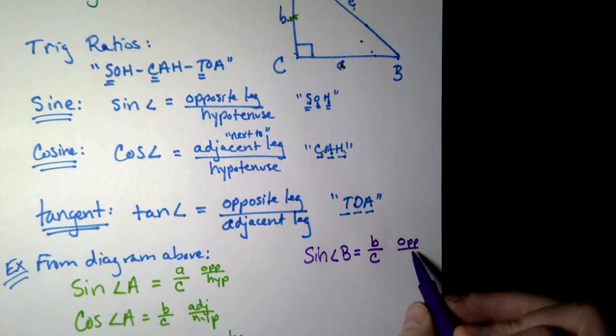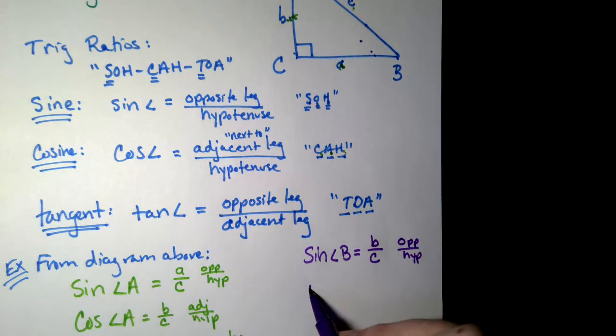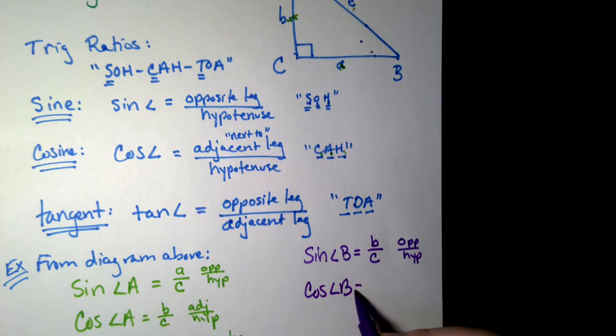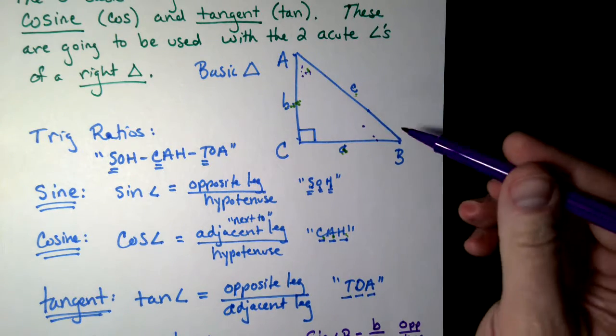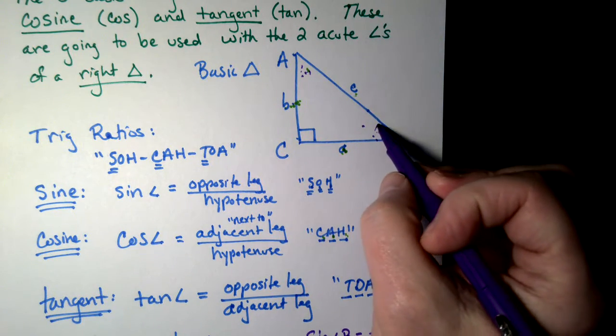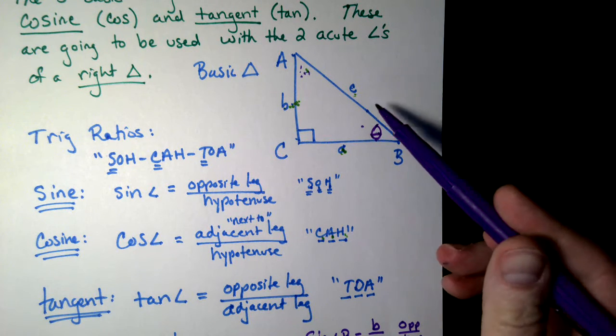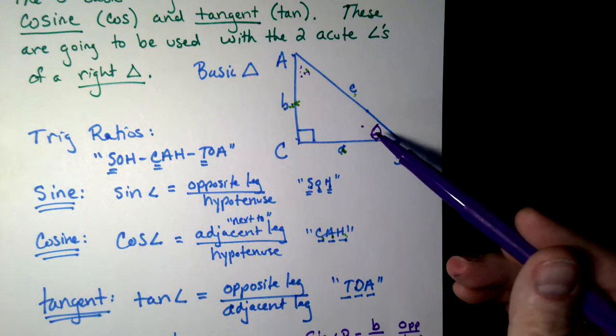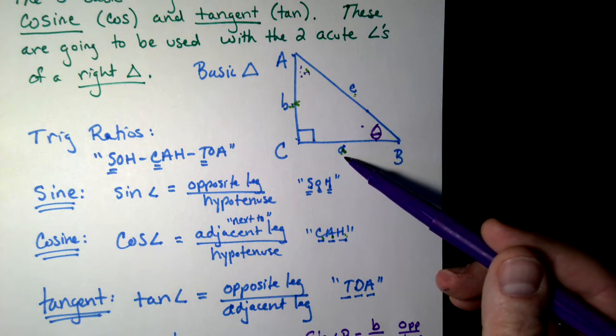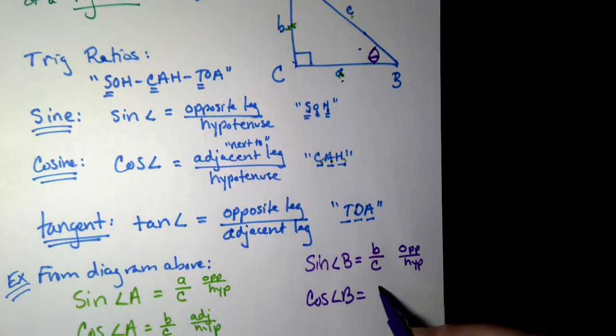Opposite over hypotenuse. What's the cosine of angle B? Take a look at it. What's the cosine of this angle? And sometimes we'll put an X in there. We'll use this Greek letter theta. That's when an angle's missing. What is the cosine of it? It would be the adjacent leg over the hypotenuse. So that would be A over C.